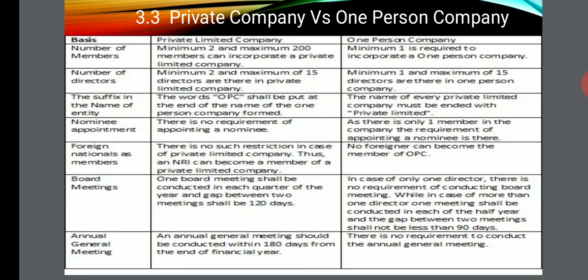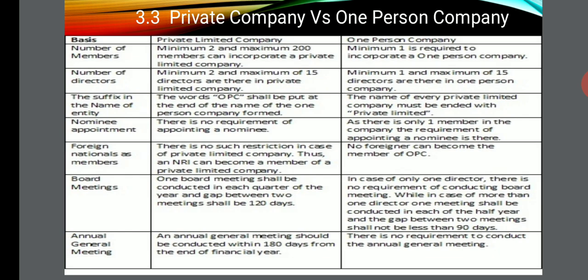Now let us find out the difference between private company and one person company. Number of members: minimum 2 and maximum 200 members can incorporate a private limited company. In case of one person company, minimum 1 is required. Number of directors: minimum 2 and maximum 15 directors in a private limited company, and minimum 1 and maximum 15 directors in one person company.